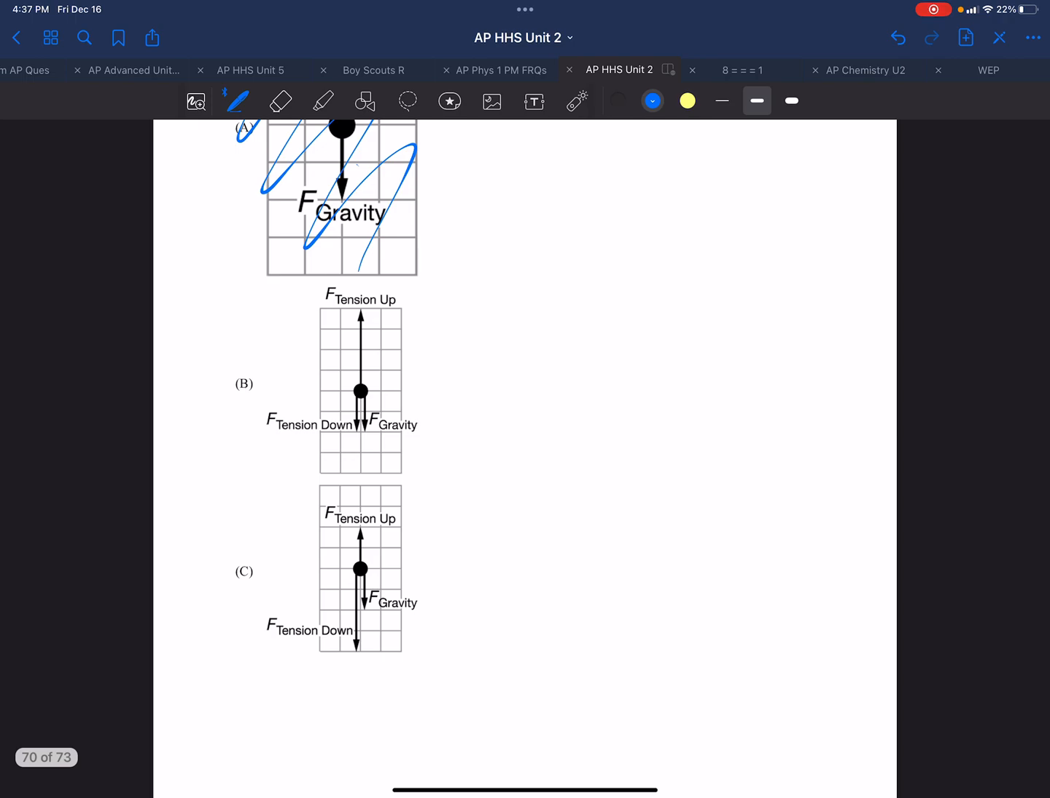This B looks like it's the right answer. These two look like they would add up to that. So it looks like B. We check these others, and this is saying that the tension is down, and if you look at the forces on this thing, it's not balanced. This says that there would be a net acceleration downward because the net force is not equal to 0. So choice C would be out.